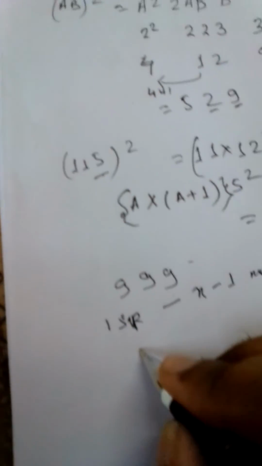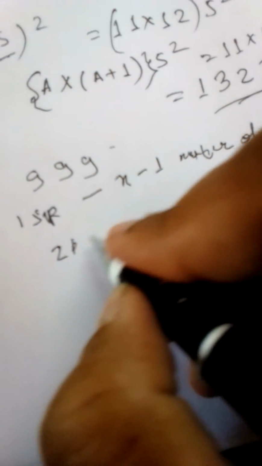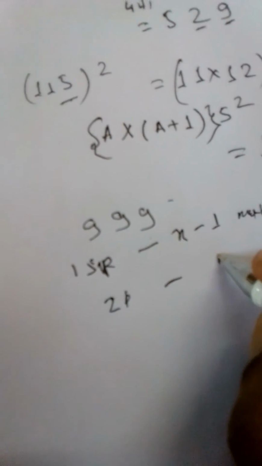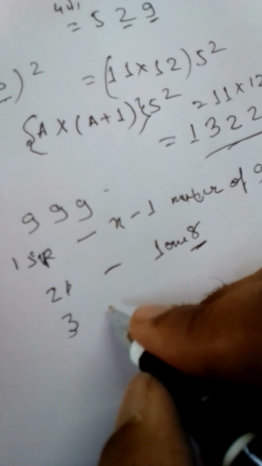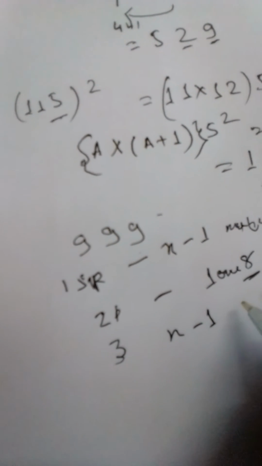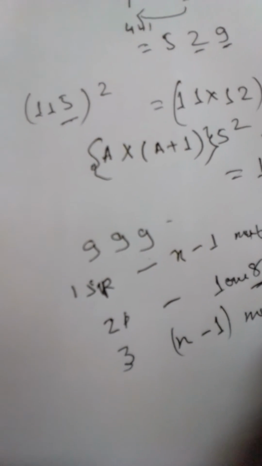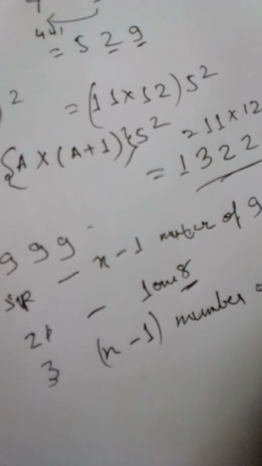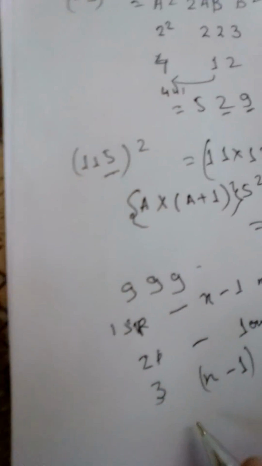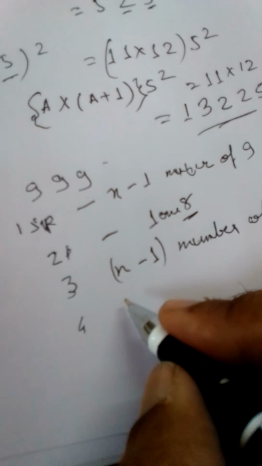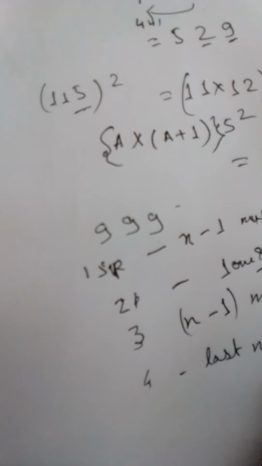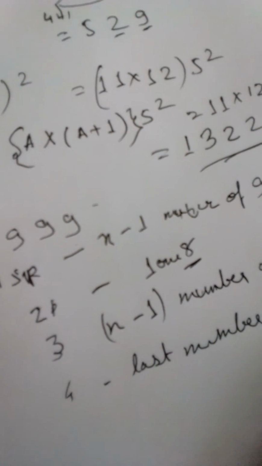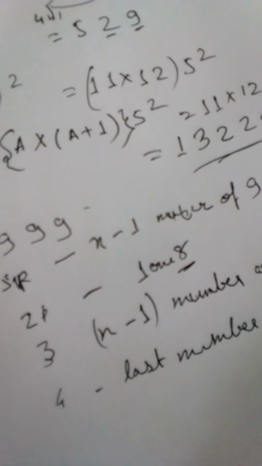And step 2: in step 2 we will write 8. And in step 3 we will write n minus 1 number of 0s. And in step 4 the last digit must be 1.